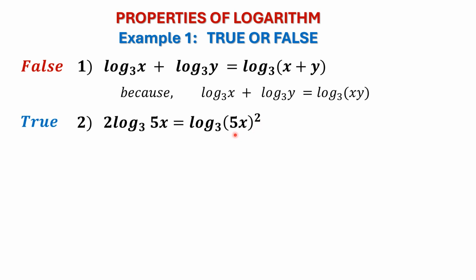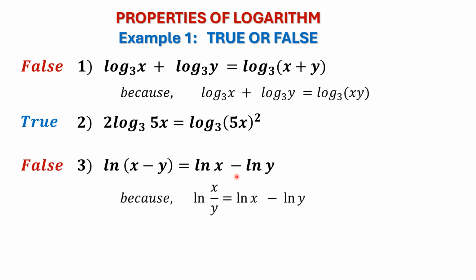So this is true. For the third question, ln of x minus y is equal to ln x minus ln y. It looks like this ln is distributed to x minus y, and as we know, there is no ln of x minus y. So what we have only is a product. This should be a product, or this should be a quotient. So this is false because ln x minus ln y is equal to ln of the quotient x over y.